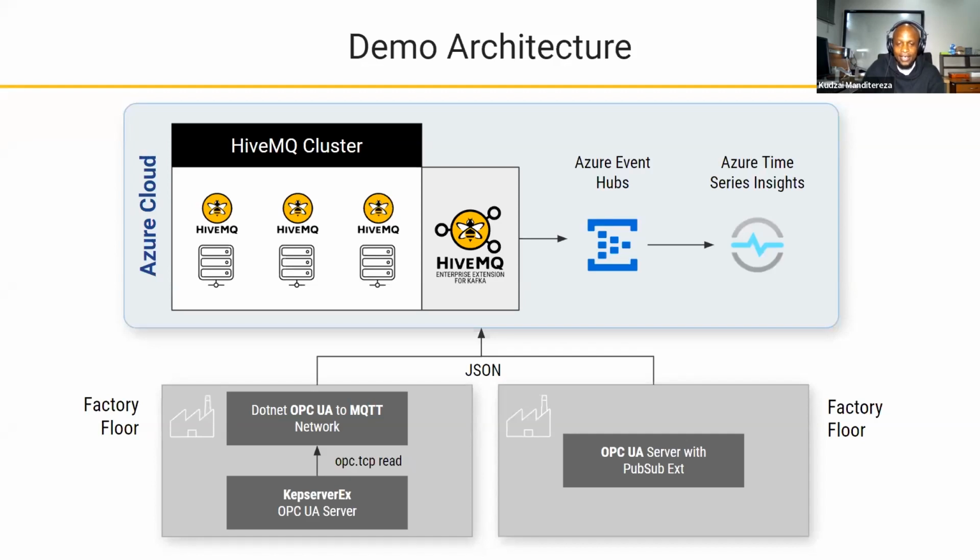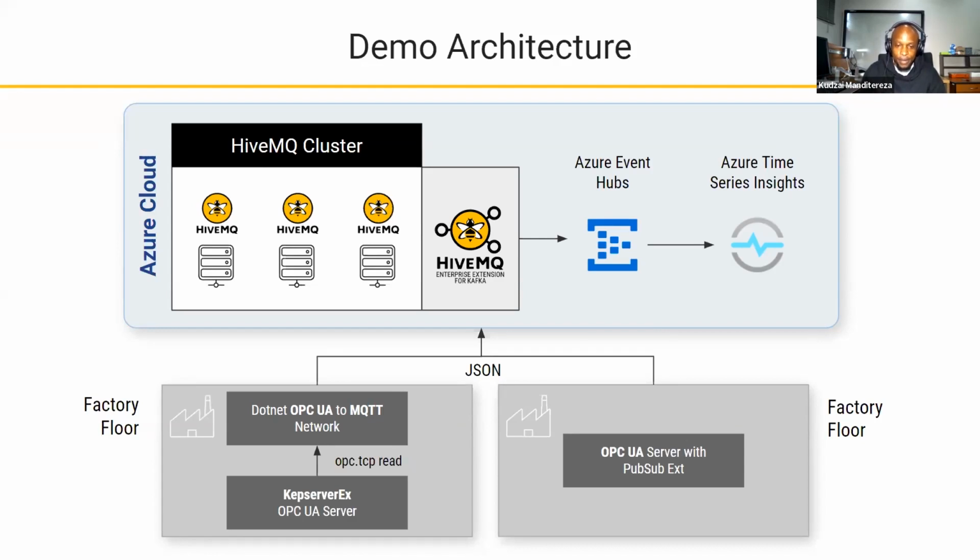What I've done is I've deployed a HiveMQ MQTT broker cluster on Azure, and I've enabled the HiveMQ extension for Kafka so that you can forward all those MQTT messages from the broker to Azure Event Hubs. Azure Event Hubs itself is a hot storage mechanism on Azure, which you can use for queuing and retaining your messages. I've also provisioned an Azure Time Series Insights service to ingest this data from the Azure Event Hubs and then visualize that information.